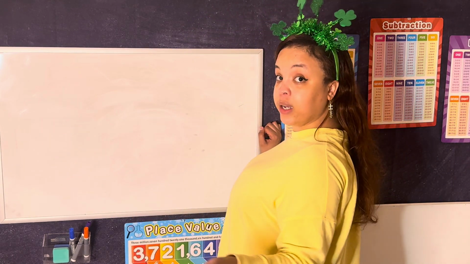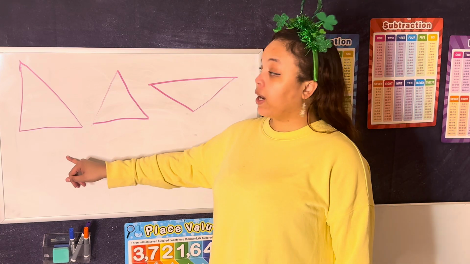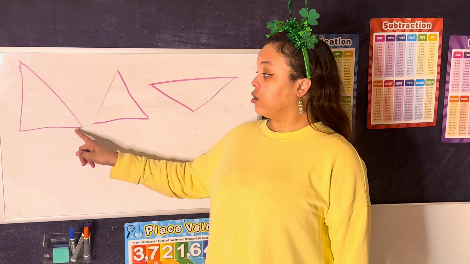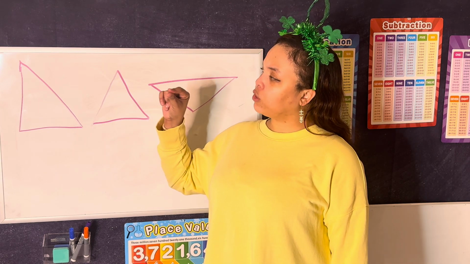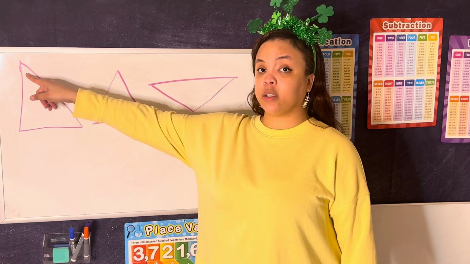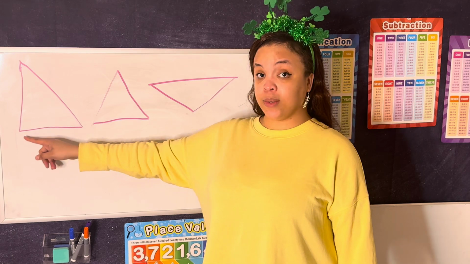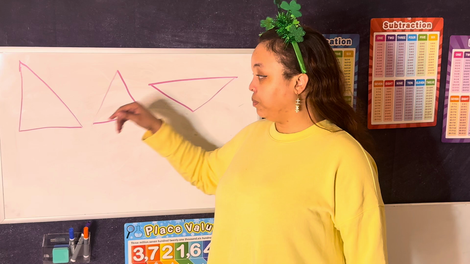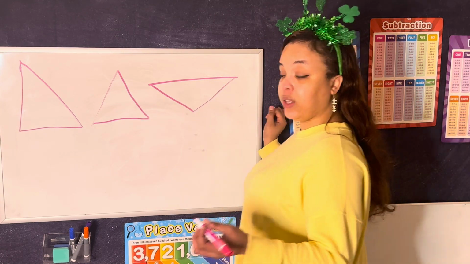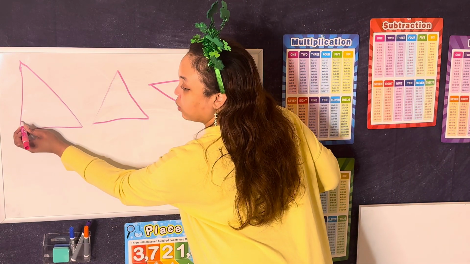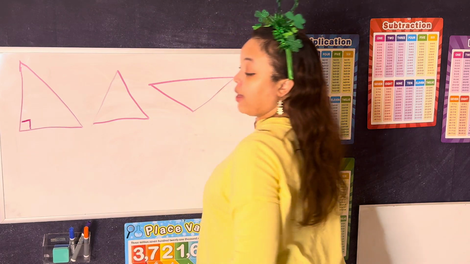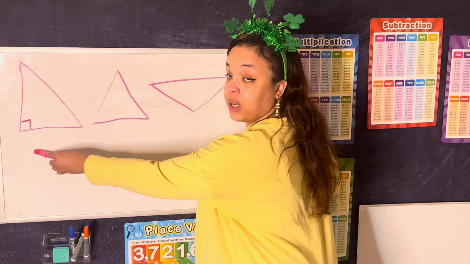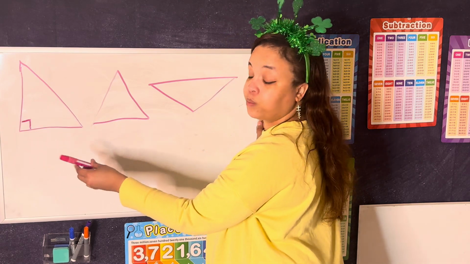I'll draw several triangles. For our first triangle, what's the first thing you see? Either you have two more closed angles, or you see one right angle. And to show that it's a right angle, there will always be that. This shows that there is a 90-degree angle right here.